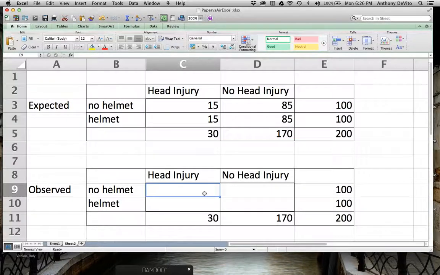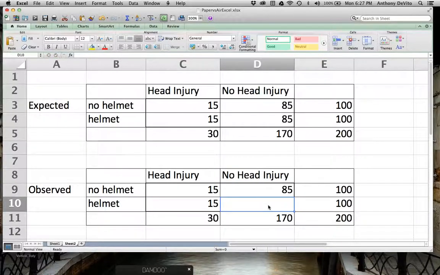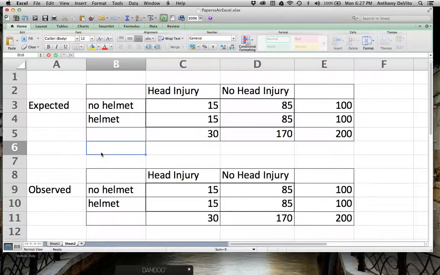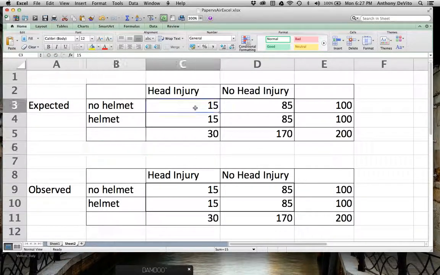That means that the expected values are 15, 85, 15, 85, and my observed values, the ones I actually observed, were 15, 85, 15, and 85. And if I look at each one of these cells, there's no difference between this cell, no helmet with a head injury, or a helmet and head injury. The differences between all those cells are zero. So if I added up all the differences, all of the differences between those cells would be zero as well.